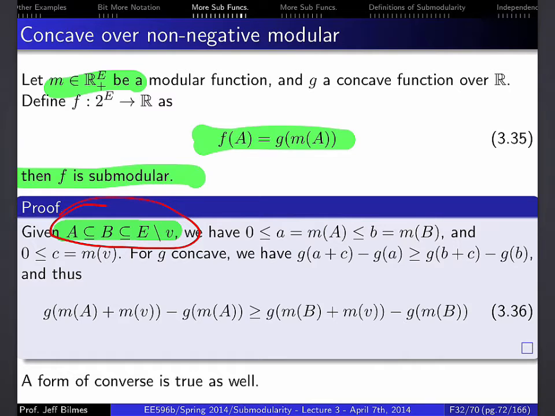Okay, so we've got A and B and V. And let's define lowercase a, which is m of A, and it's going to be non-negative because we're assuming that the modular function is non-negative. And that's going to be less than or equal to b. And why is that? Because we're summing up more non-negative elements of m, right? Because B is a superset of A. So it can't be any less. And let's say that c is also non-negative. It's just the valuation of m at v. Okay.